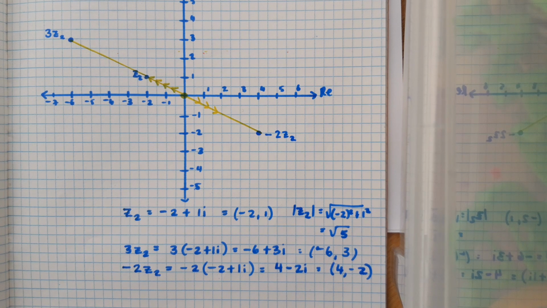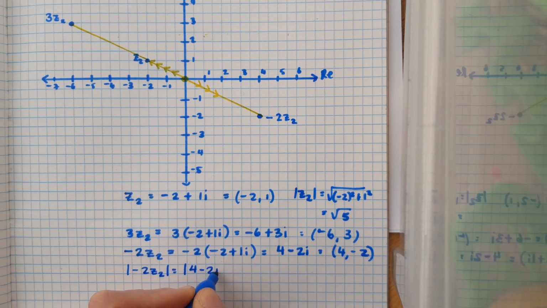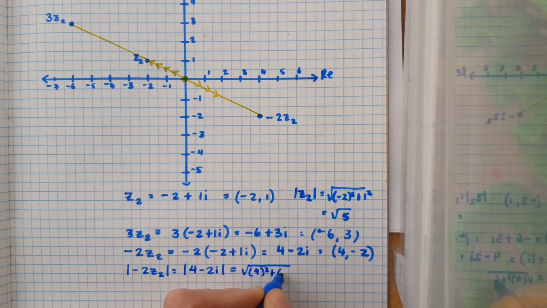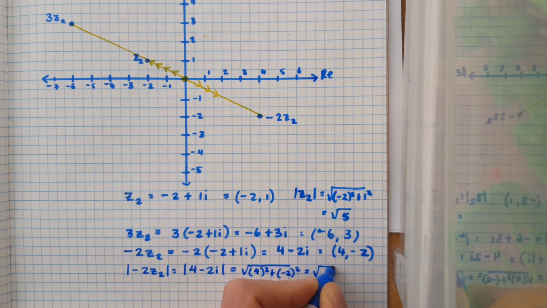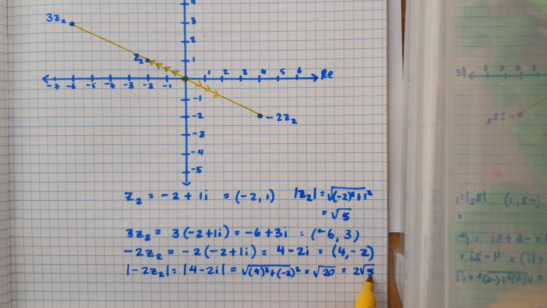Calculate the modulus of minus 2z2 and compare it to the modulus of z2. Pause the video and then check and see if you're correct. So the modulus of minus 2z2 is the modulus of 4 minus 2i, which is equal to the square root of 4 squared plus minus 2 squared, which is root 20, which of course is equal to 2 root 5. So when you look at the modulus of minus 2z2, it's twice as big as the modulus of z2.